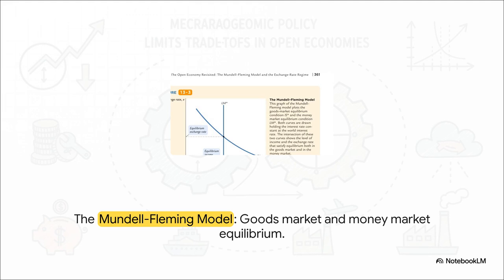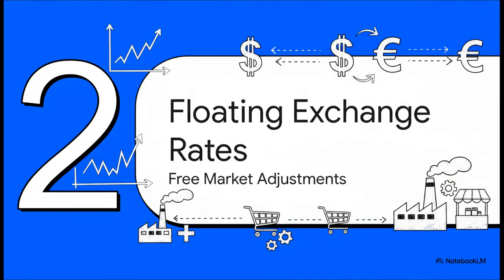Our framework establishes a really neat baseline equilibrium. This is the Mundell Fleming model in action. The downward-sloping IS curve represents the goods market, so things like investment, consumption, and net exports. And that vertical LM curve represents the money market, which is anchored firmly by the world interest rate we just talked about. Where these two curves cross is our economic sweet spot. It's the exact exchange rate and level of income where everything perfectly balances out. But what exactly happens when we disturb this equilibrium? Let's find out. Section 2.